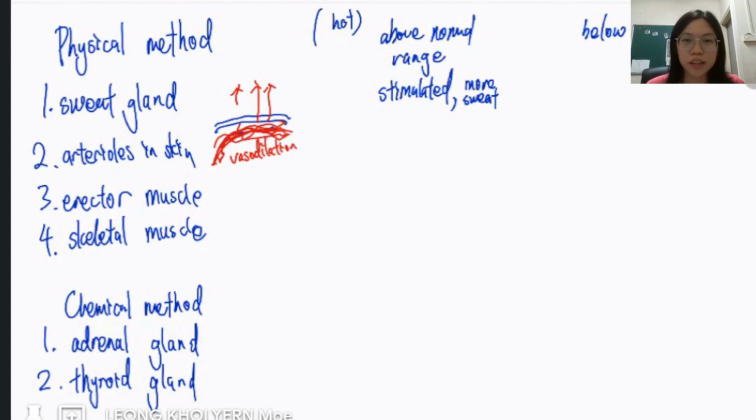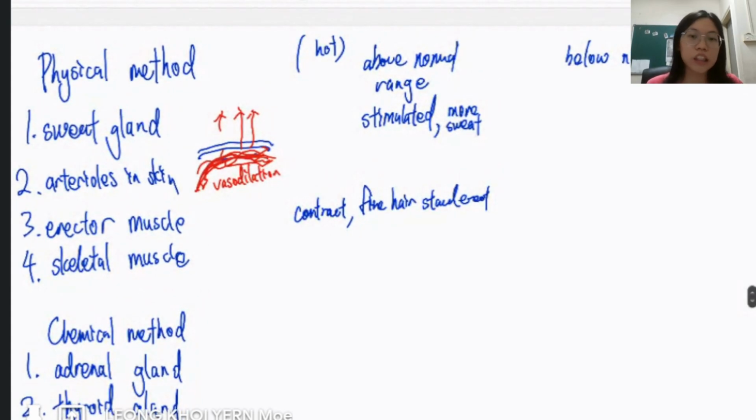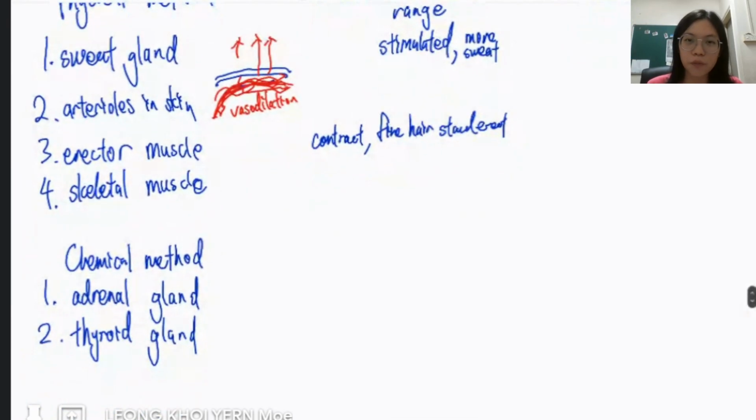And then for erector muscle, it will contract to stand erect lah, for your fine hair to stand erect. And for your skeletal muscle, during the hot situation, you won't shiver. So it actually just relaxes. It won't really contract and relax lah. But when you are in a cold situation, you will actually shiver. So it will keep contracting and relaxing lah.